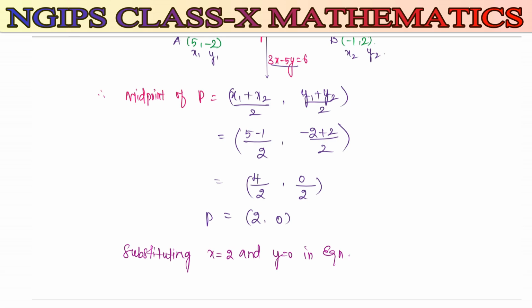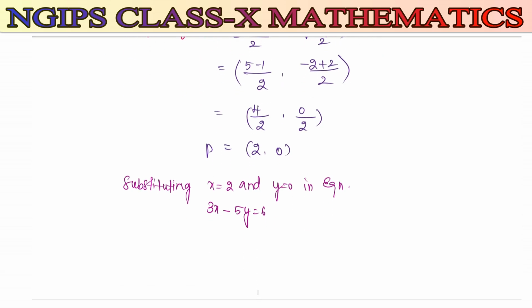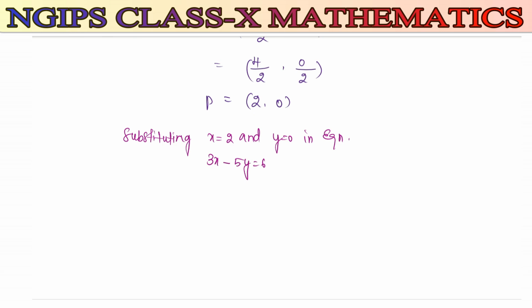So this is the given equation, right? Let me write here 3x minus 5y is equal to 6. If we substitute, the LHS should give the RHS value. 3 into x value, which is 2, minus 5 into y value, which is 0, is equal to 6. So 3 2s are 6, minus 5 into 0 is 0, equals 6. So 6 is equal to 6. We got the left hand side equal to the right hand side, RHS, which is true.